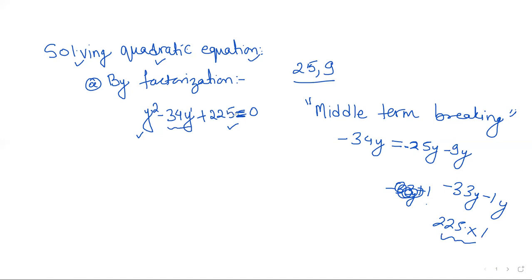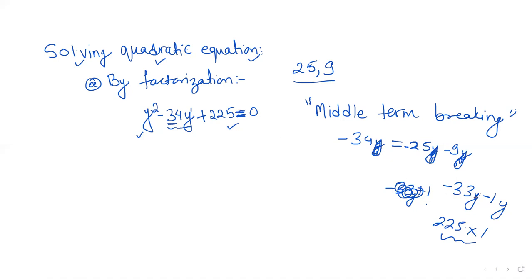The two rules that this breaking has to satisfy involve the product of the numbers. Let's forget this variable for a moment. If you ignore this y, and just look at the number negative 34, when you break it into two numbers, the addition should be negative 34, and the product should be positive 225. If you multiply negative 25 with negative 9, you will get a positive 225.